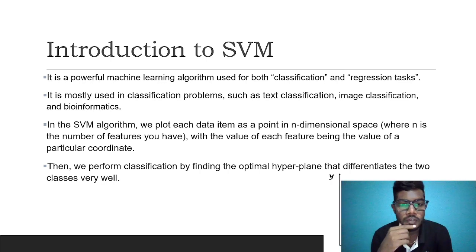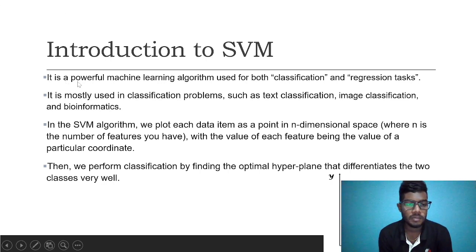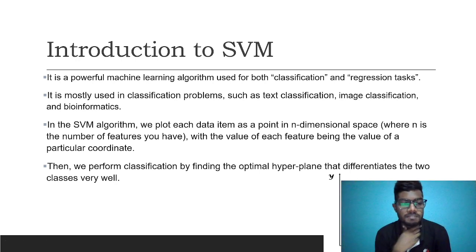Let's know the introduction to SVM. SVM is a powerful machine learning algorithm used for both classification and regression tasks. It is mostly used in classification problems such as text classification, image classification, and bioinformatics. In the SVM algorithm, we plot each data item as a point in n-dimensional space where n is the number of features you have, with the value of each feature being the value of a particular coordinate. Then we perform classification by finding the optimal hyperplane that differentiates the two classes very well.